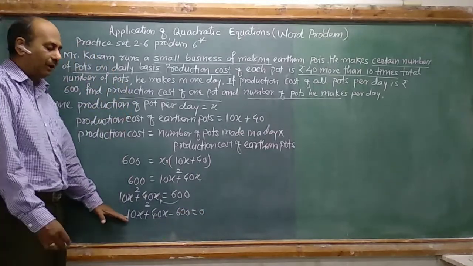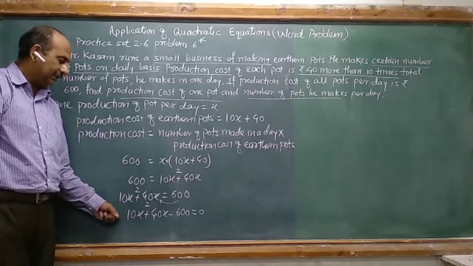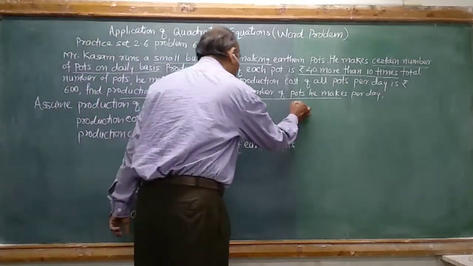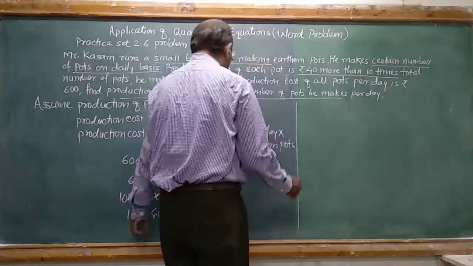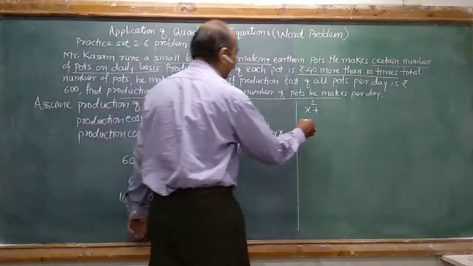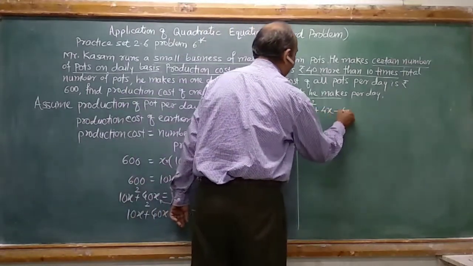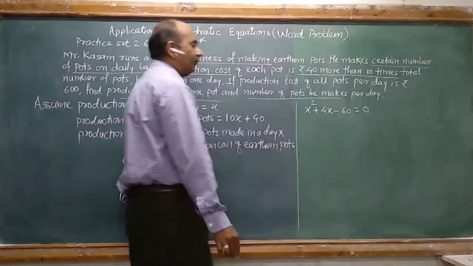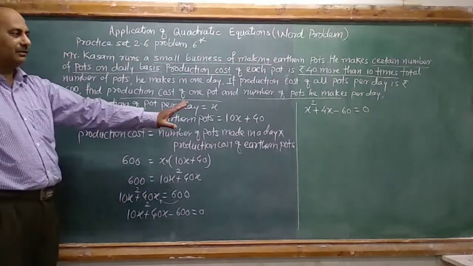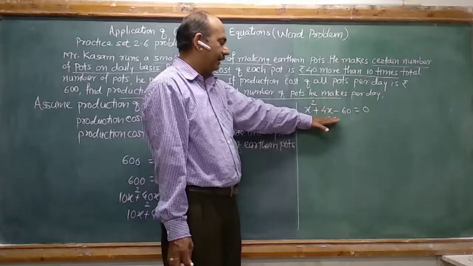Now this is your quadratic equation. You can divide the equation by 10. So what will you get? You will get x square plus 4x minus 60 is equal to 0. So this is in the standard form of a quadratic equation.